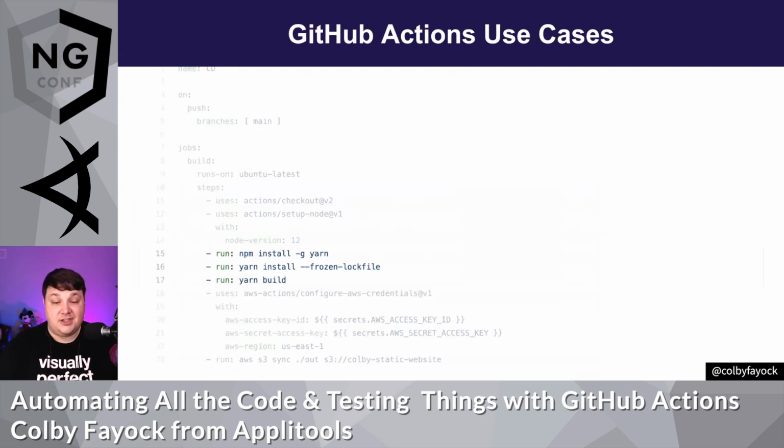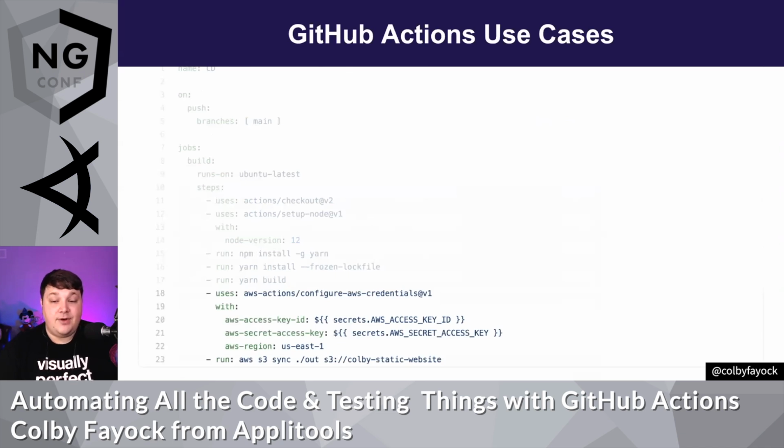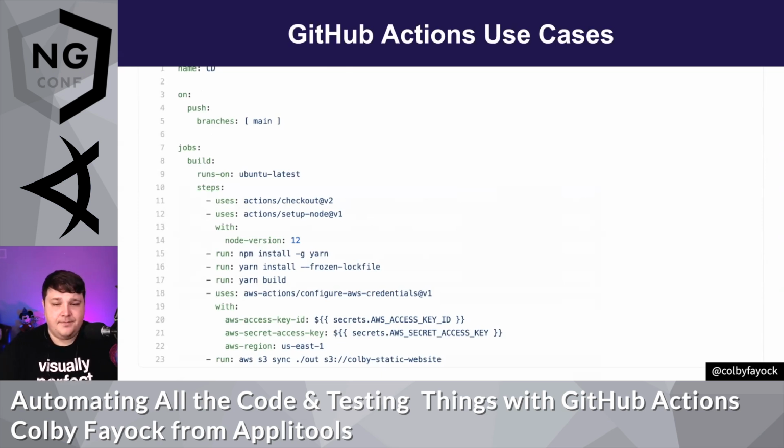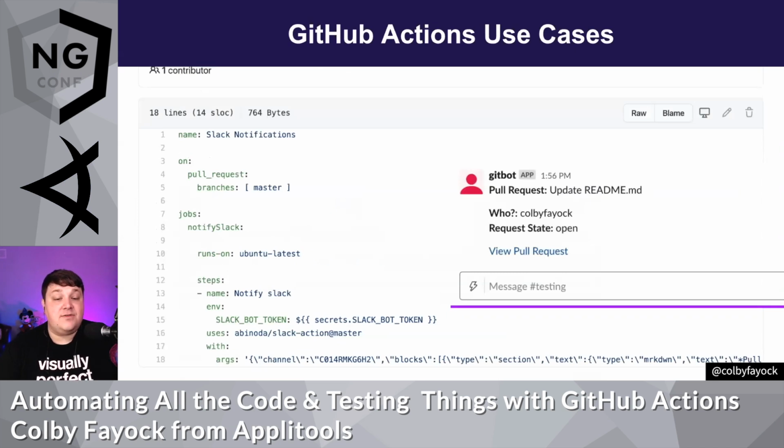Once I install my project dependencies, I can build that project, then configure my AWS credentials as secrets, and I can then sync those artifacts up to AWS to deploy. The AWS CLI is actually available by default, which makes this really easy to do. And this really includes any kind of commands with the AWS CLI.